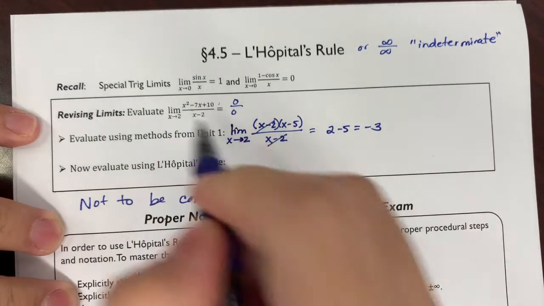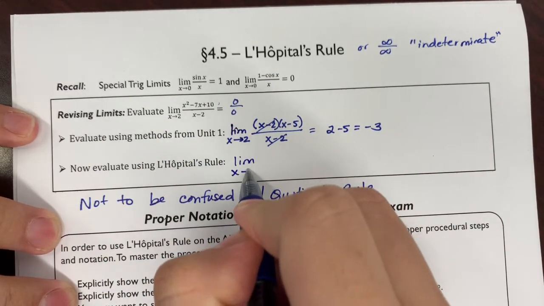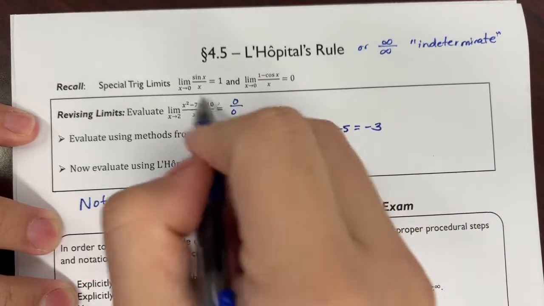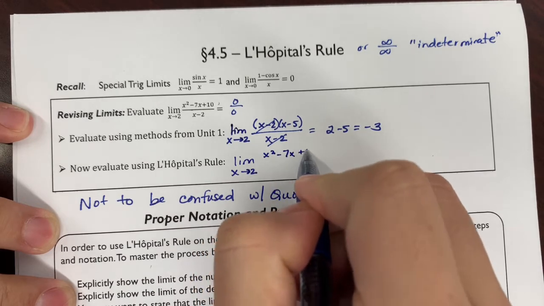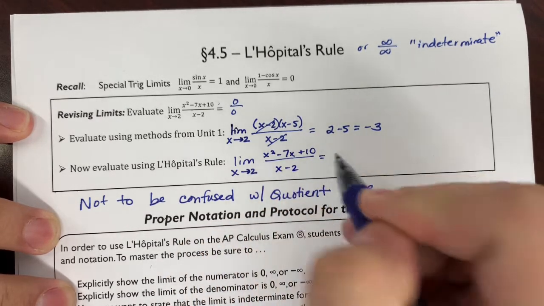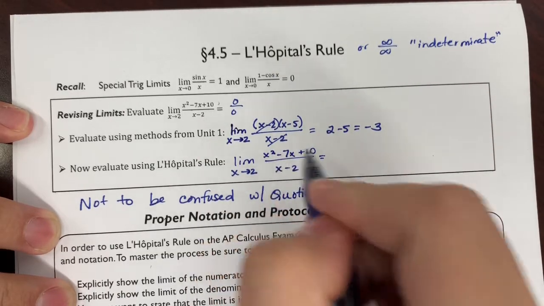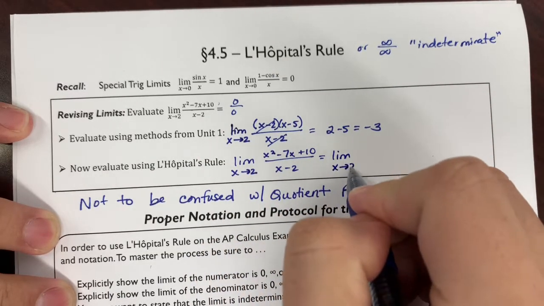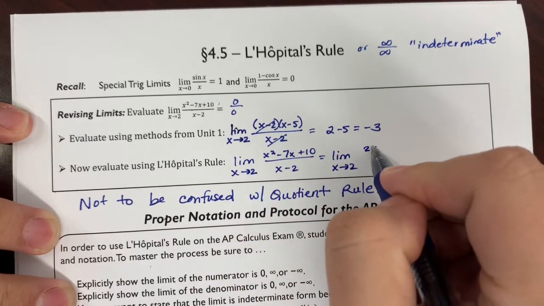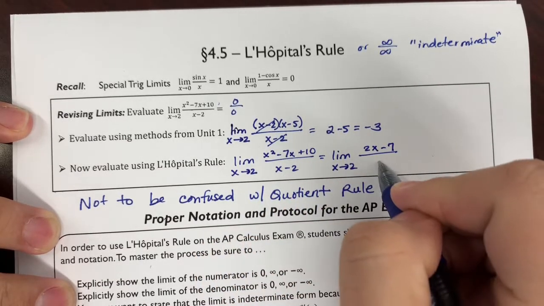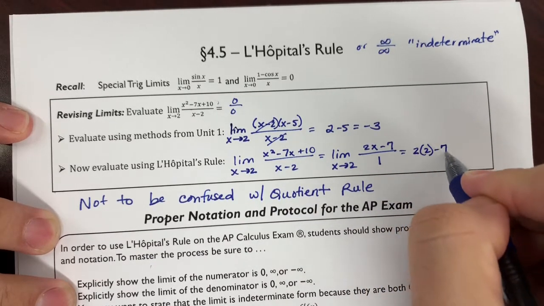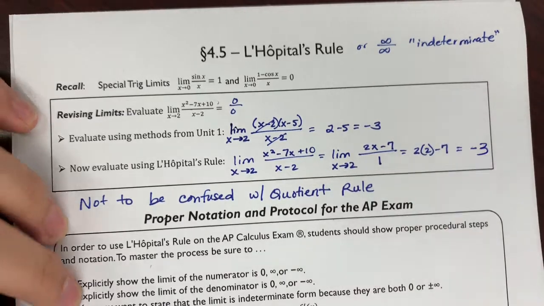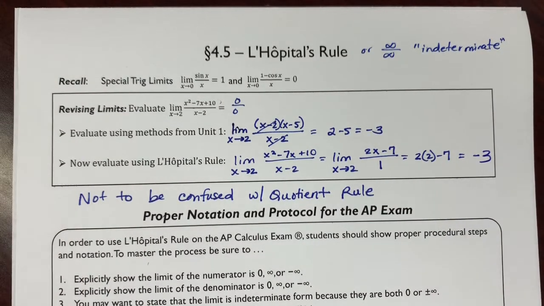So the way that will look is the limit as x approaches 2 of, let me just rewrite it, x squared minus 7x plus 10 over x minus 2. If you use L'Hopital's rule, you take the derivative of the top, which is 2x minus 7, divided by the derivative of the bottom, which is 1. Then if you plug in 2, you get 2 times 2 minus 7, 4 minus 7 is negative 3, and you end up with the exact same thing. This is another tool that's going to be very handy later.